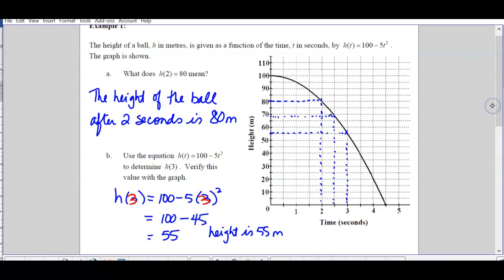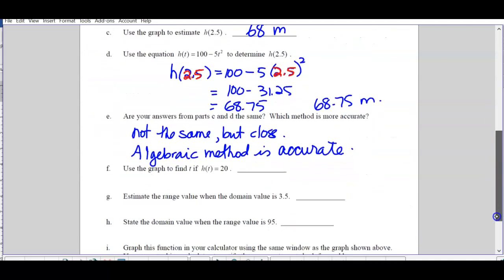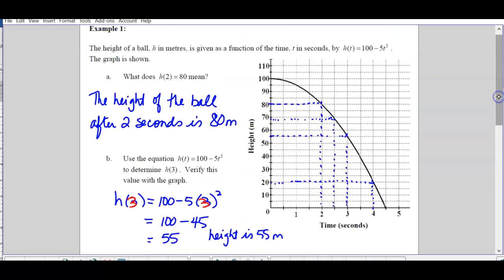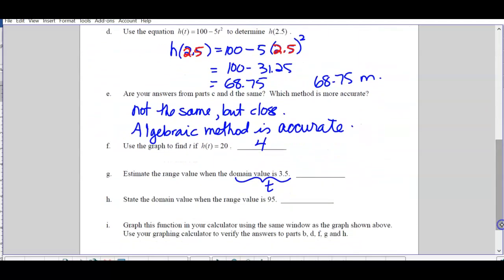So back up here, my height is 20. So I want to go across on that grid line, which makes it a little bit nicer, and down. That one looks to be exactly 4. Estimate the range value when the domain value is 3.5. So domain value in this case is t. So now t equals 3.5. That's up here and across. And again, that's 35. That'd be about 38, from what I can tell.